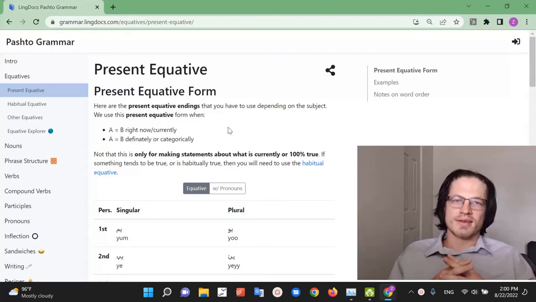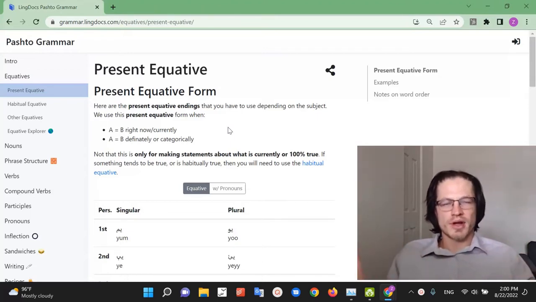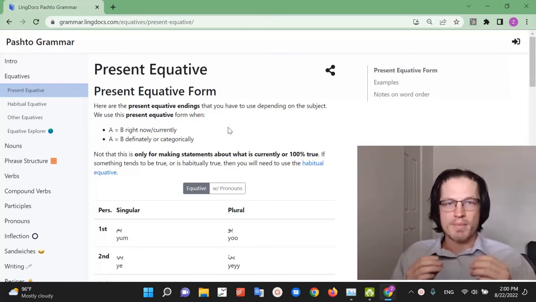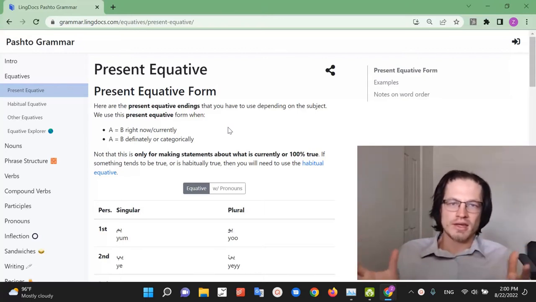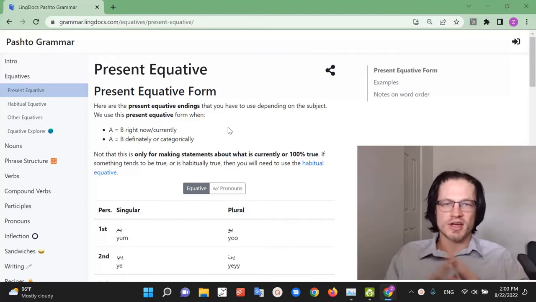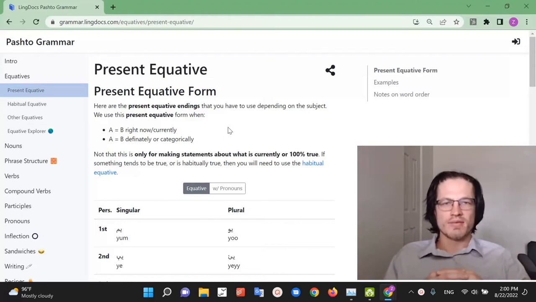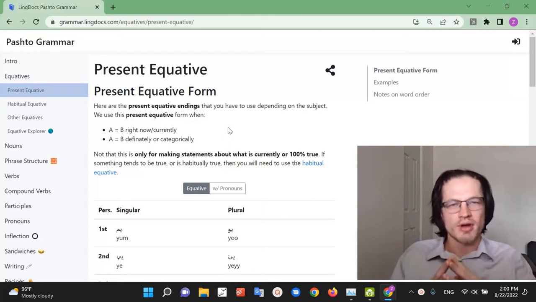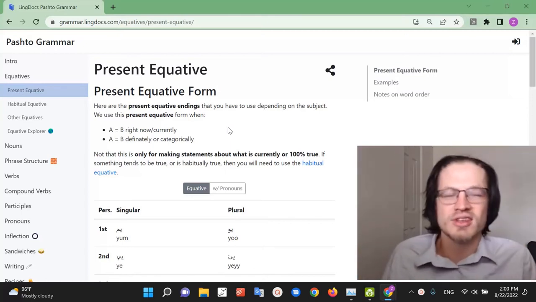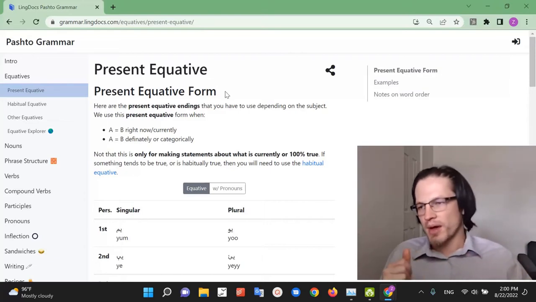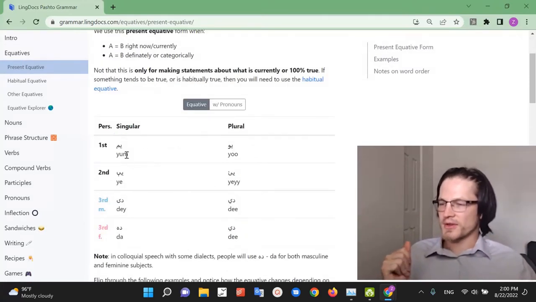In my mind, it's easiest to understand equatives by comparing them to English. So in English, if I want to say, like, I am a man, that "am" is what Lingdocs means when they're talking about equatives. "Am," "you are" is an equative. So in English, we call this the "to be" verb. In Pashto grammar, Lingdocs calls this equatives. They have a very good reason for that. We're not going to talk about that today, but that's what they're talking about. So let's go down and look at their chart.